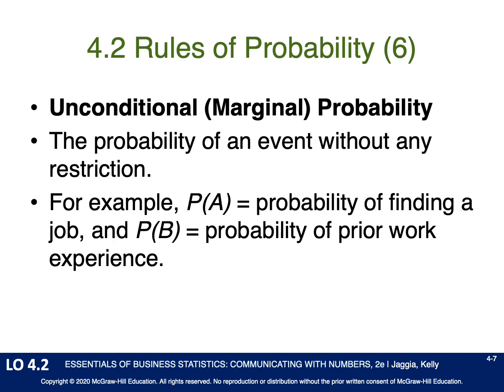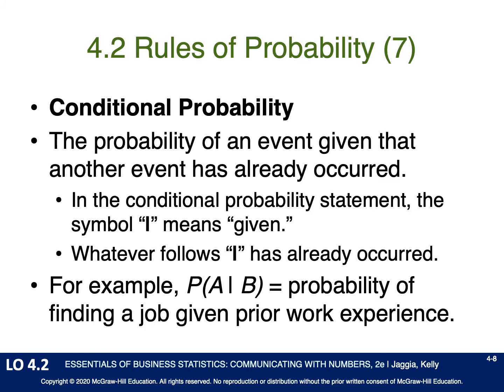So in business, the probability of something happening is oftentimes conditional on something else happening, or at least if something else happens, the probability changes. So for example, the probability of finding a job after college, we would call the probability of A. But we know that the probability of finding a job is greater if you have prior job experience. So we'll call probability B the probability of having prior work experience.